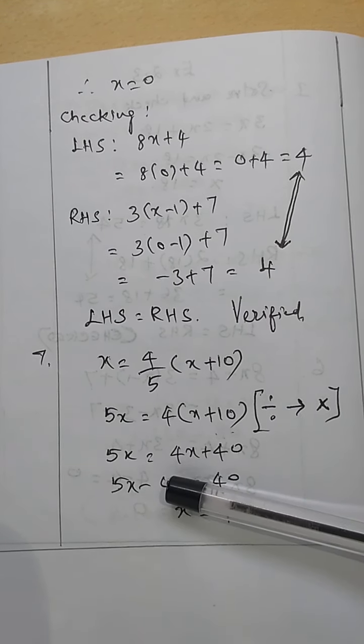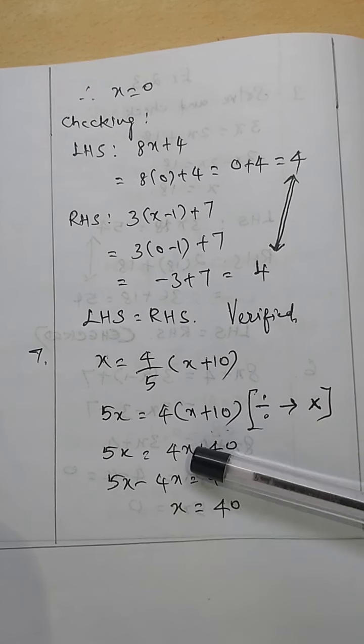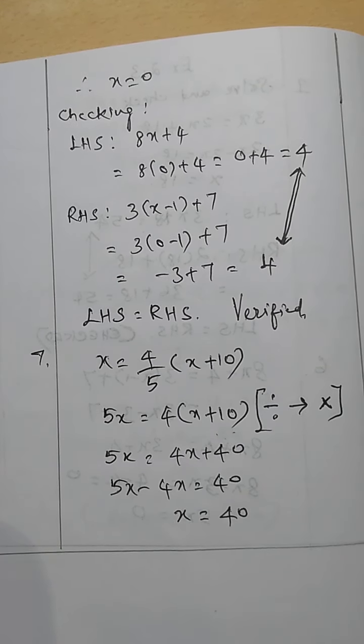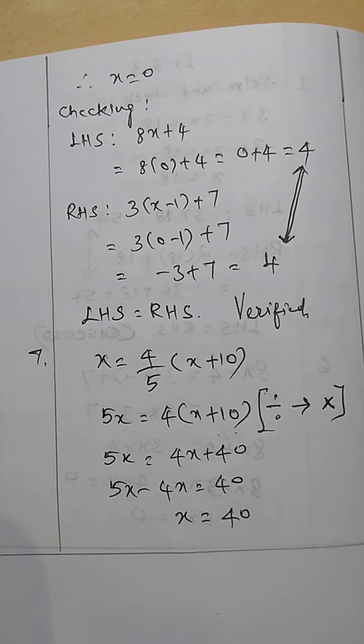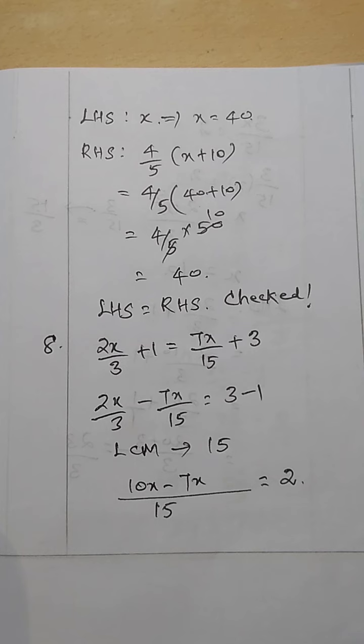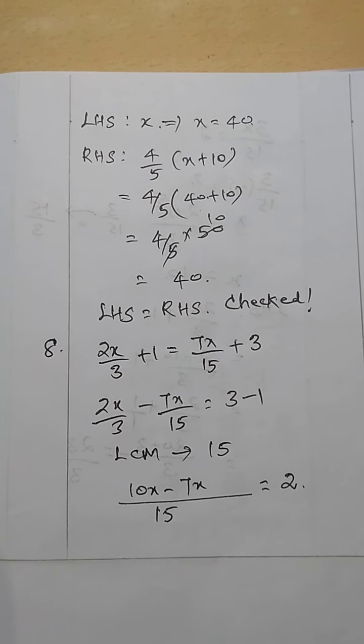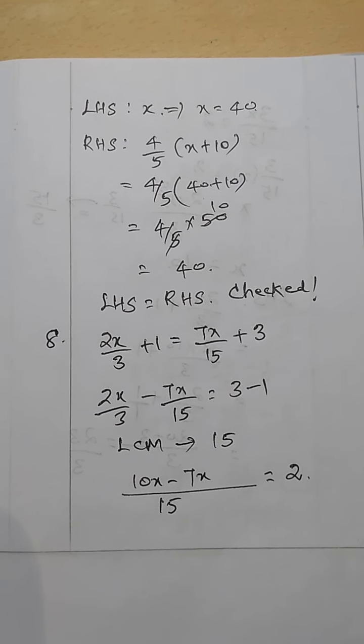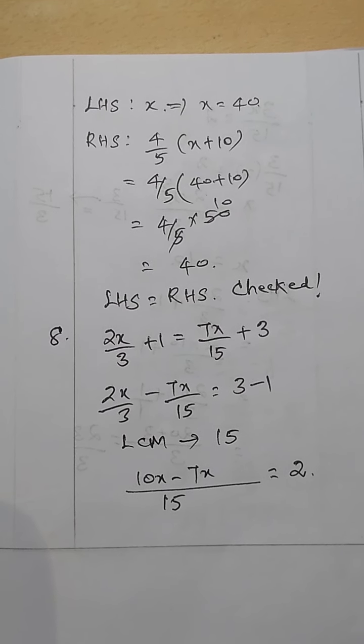So 5x is equal to 4x plus 40. So bring this plus 4x to that side, so it will become minus 4x. So 5x minus 4x is equal to 40. So x becomes 40. We continue with that. So LHS, we are going to find the value. So LHS is given as x. So x is equal to 40.